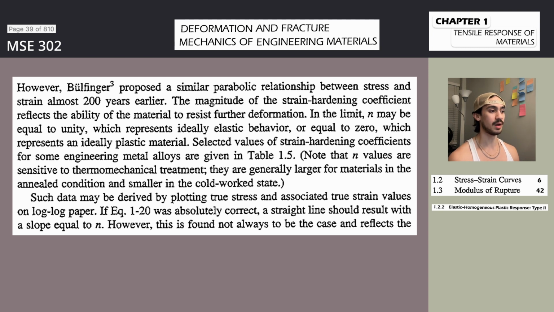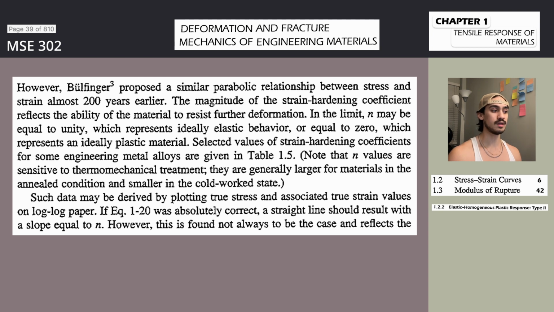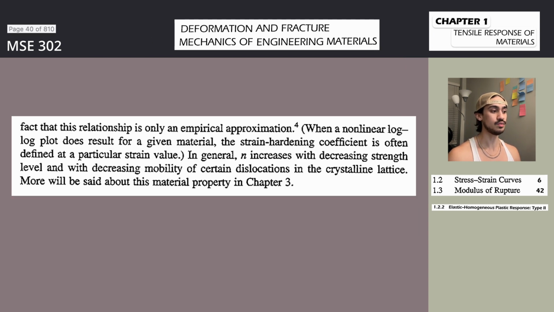Such data may be derived by plotting true stress and associated true strain values on log-log paper. If equation 1-20 was absolutely correct, a straight line would result with a slope equal to n. However, this is found not always to be the case, and reflects the fact that this relationship is only an empirical approximation. When a nonlinear log-log plot does result from a given material, the strain hardening coefficient is often defined at a particular strain value.